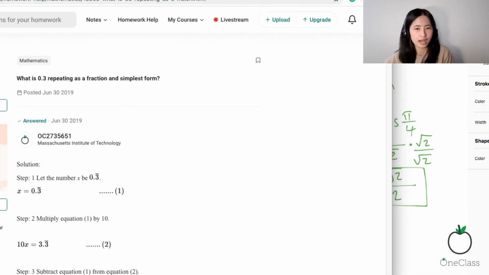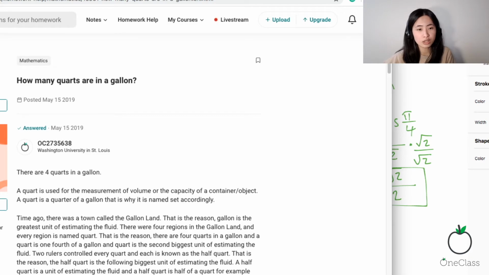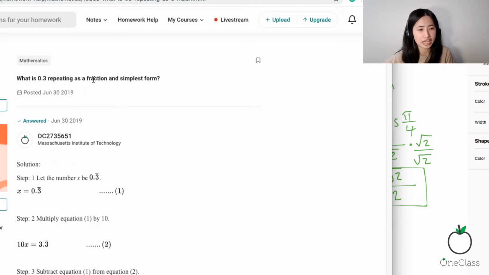Okay, this is an interesting question because even though you're at a higher level, some students actually don't know how to express repeating decimal numbers as a fraction, which is very interesting. So that's what we're going to do today. It says, what is 0.3 repeating as a fraction in simplest form?